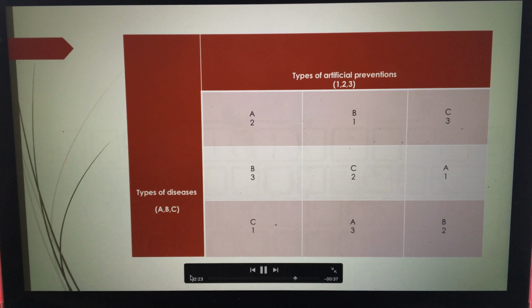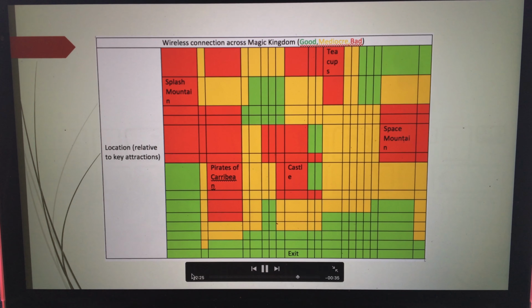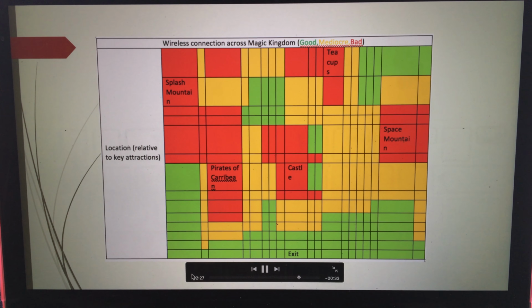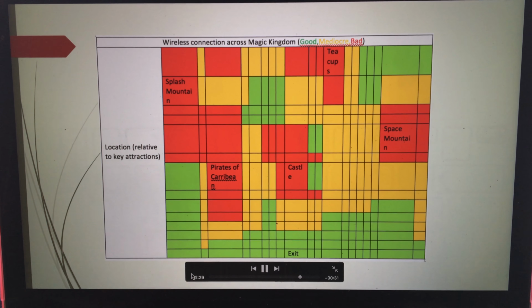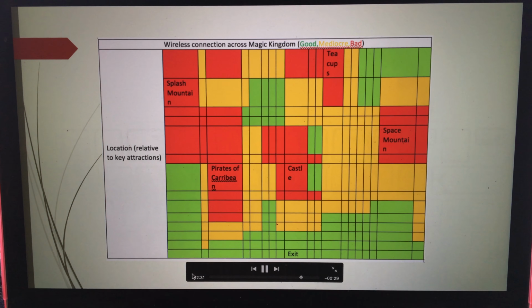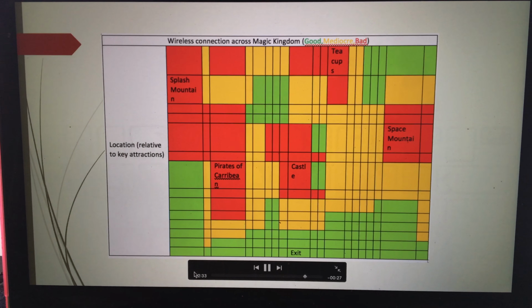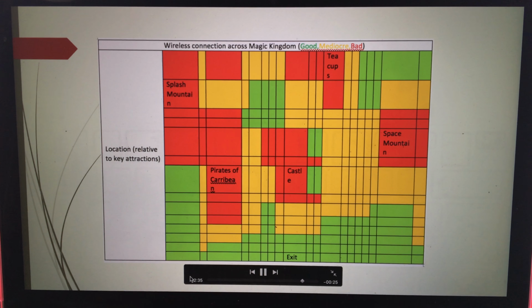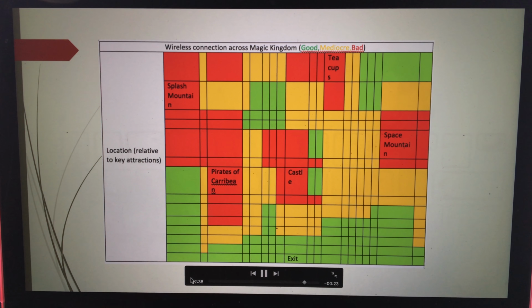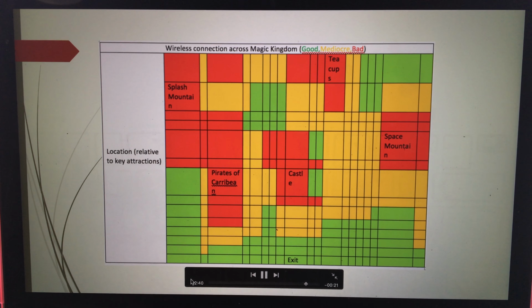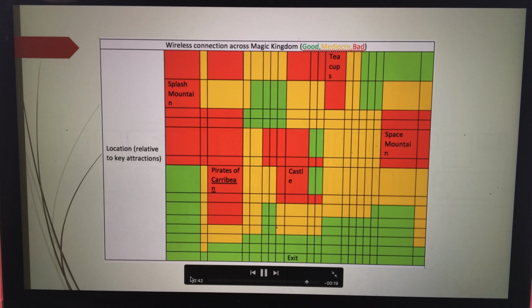And lastly, I would like to show you how to do it in engineering. In regards to wireless connections in theme parks, Latin square designs could be implemented in order to find the optimum area where the Wi-Fi functions best. As you can see below, I used it in Magic Kingdom in relation to different parks.